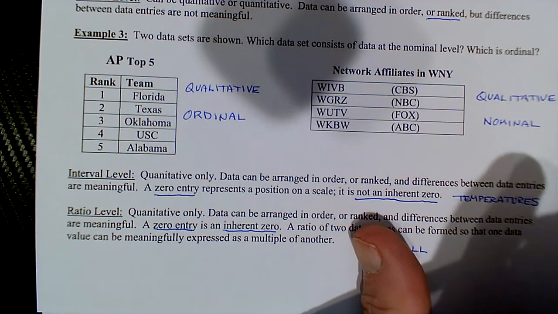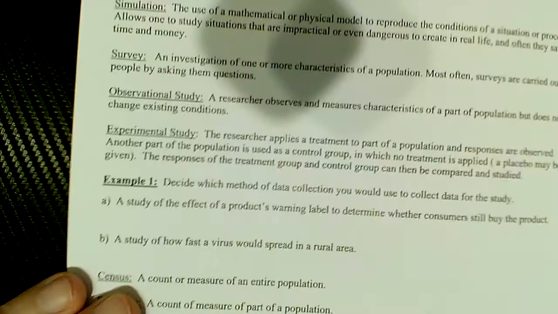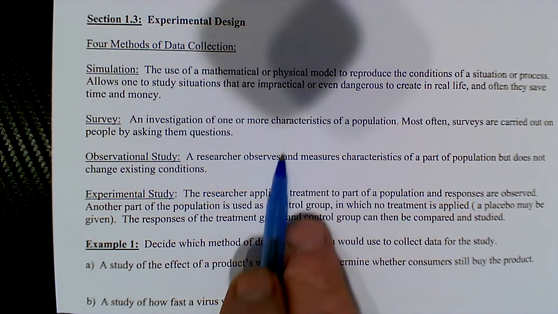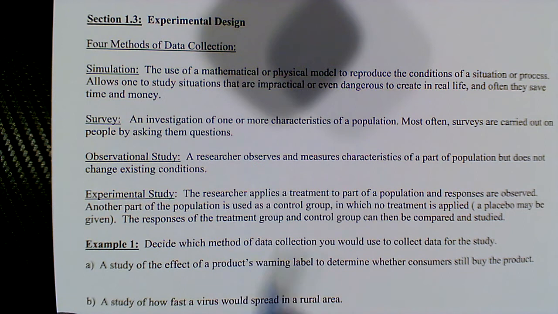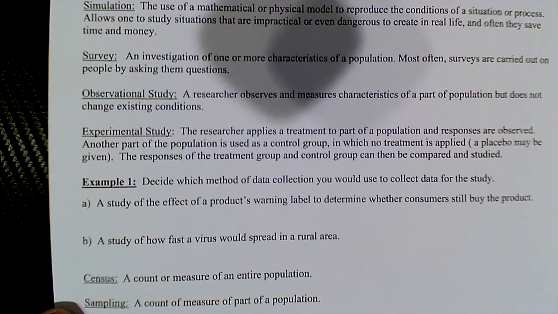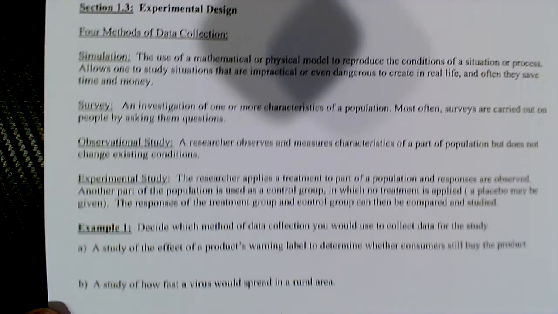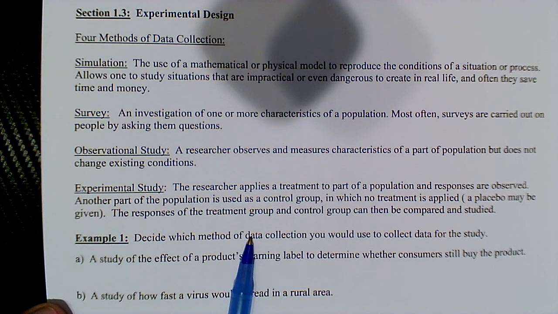Okay, then we move on to section 1.3 and talk about experimental design. You could read the 4 methods of data collection: simulation, survey, observational, and experimental. I'll just jump to the examples. And the first question is deciding which method we would use to collect the data for this study. So a study of the effect of a product's warning label to determine whether consumers still buy the product.